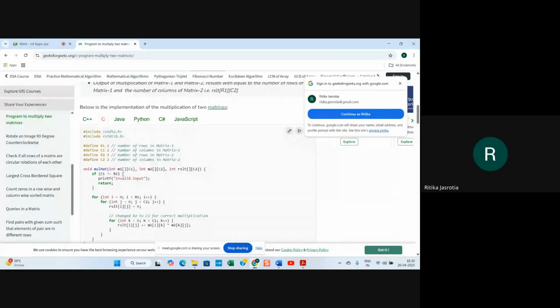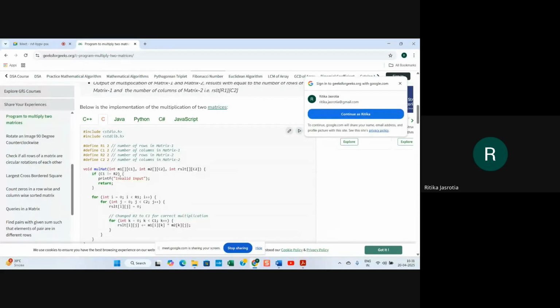So here in the void multimat, this is a function they have made. Int m1, they have taken the matrix 1, and the row they have left empty, and column c1 they have filled here. Int matrix 2, they again left the row empty, and c2 is filled here, and int result also c2 is filled here, right? Because c2 will be there, but the row will be seen based on what has to be filled. So they have just kept it empty.